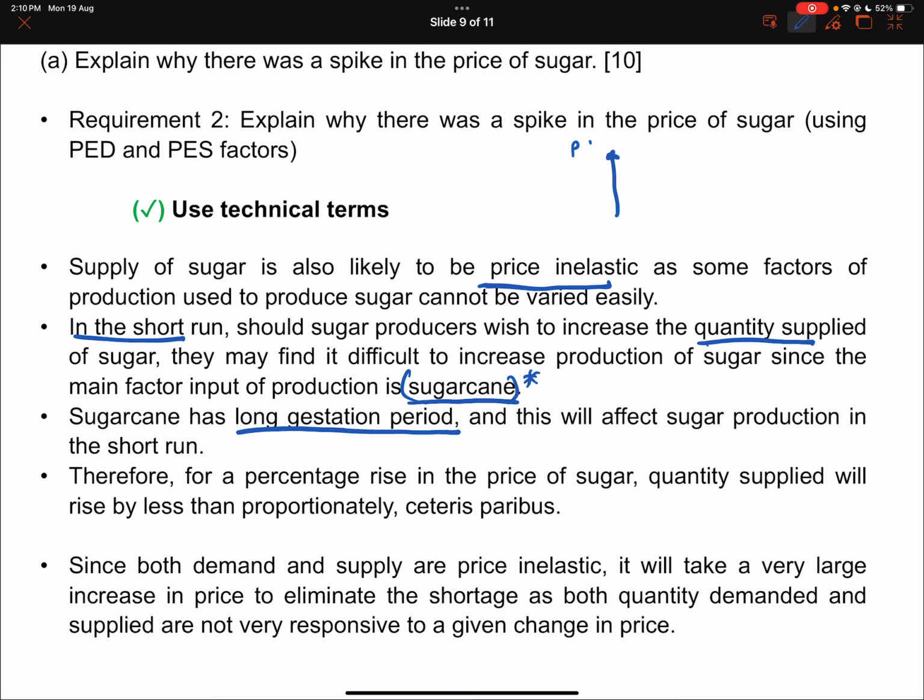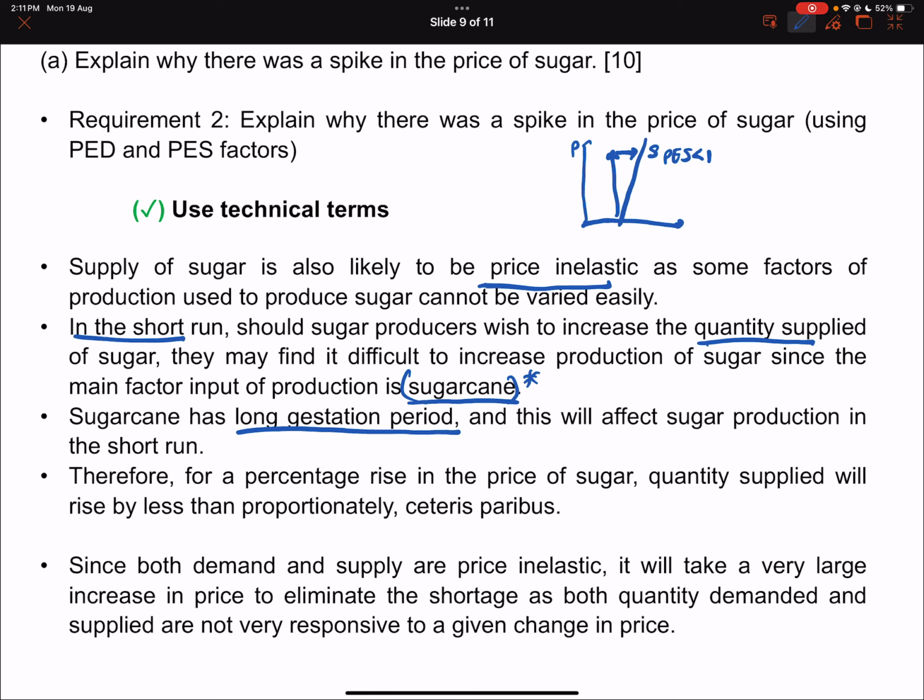So again, this is P. Increase prices by a lot. Quantity supplied can only shift by a little bit. So then you can see the PES is less than 1. Okay. So this is the case where supply is price inelastic.